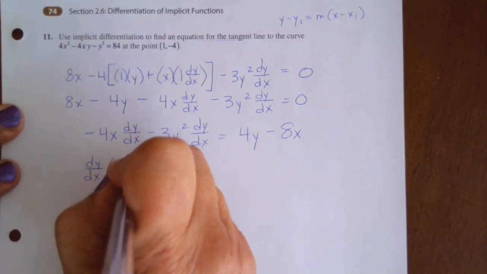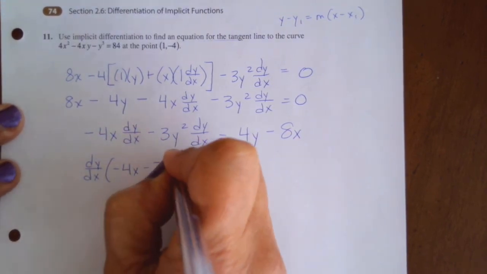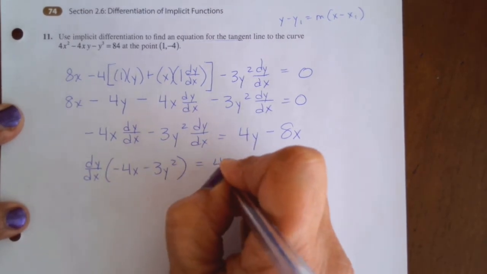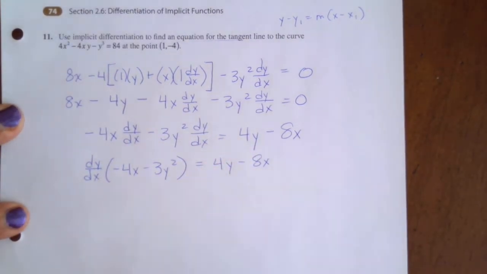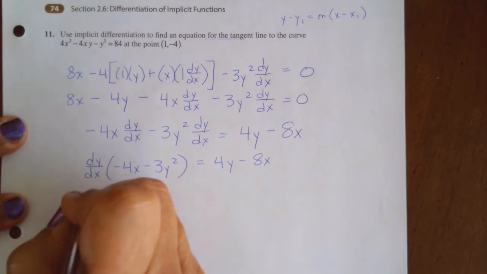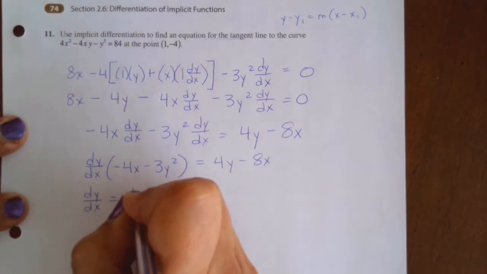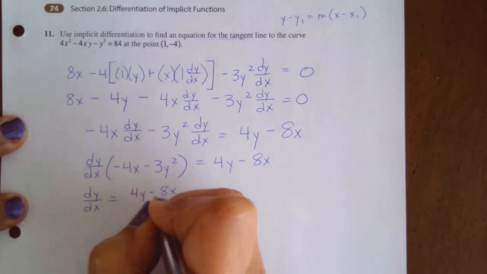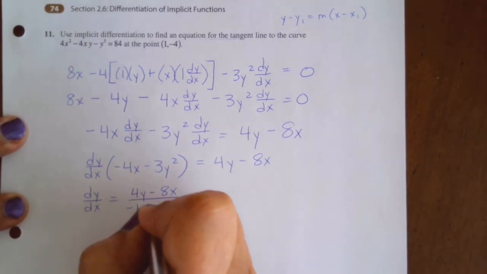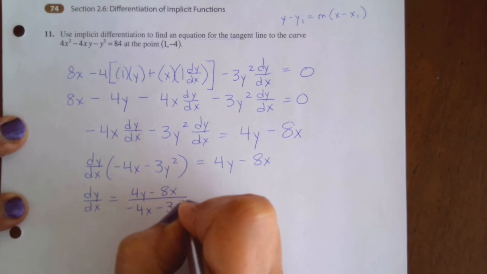So that leaves you negative 4x minus 3y squared. And then you're going to divide both sides by that. So we end up with our derivative: dy/dx is 4y minus 8x divided by negative 4x minus 3y squared.